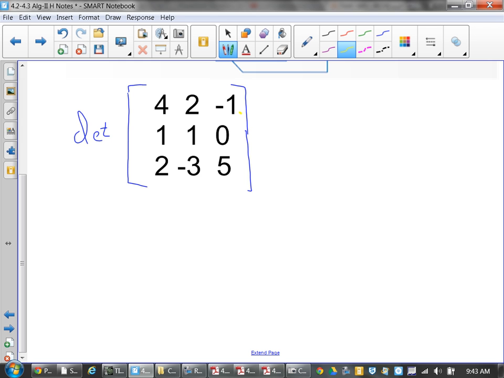Use your palette. What I want you guys to see, start with the downward diagonal. It's easy to pick out the downward diagonal. It is 4, 1, and 5. You okay with that? Yeah. So we have 4 times 1 times 5. To that, I'm going to add 2, 0, and 2.